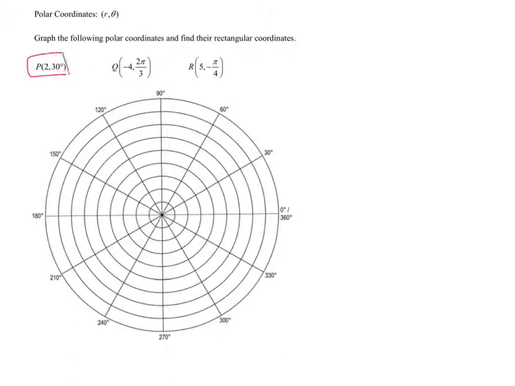So let's start with this first one. Point P is 2 comma 30. Now remember, we're going off of r comma theta. So 2 represents the radius, and from the quote-unquote origin, 0, 0, we're going to go outwards to a circle with a radius of 2 units. Well, what circle would that be? That would be this one right there. On that circle, we have a radius of 2. So 2 comma 30 degrees is somewhere on that circle.